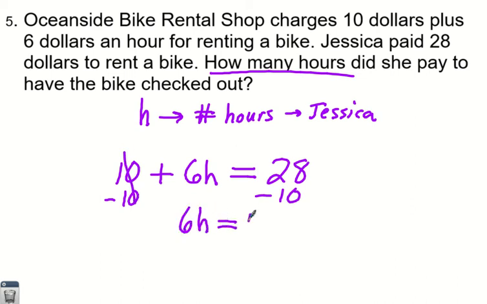$28 minus 10 is 18, and then we got to divide both sides by 6. And so H equals 3 hours. So Jessica must have had that bike for 3 hours.